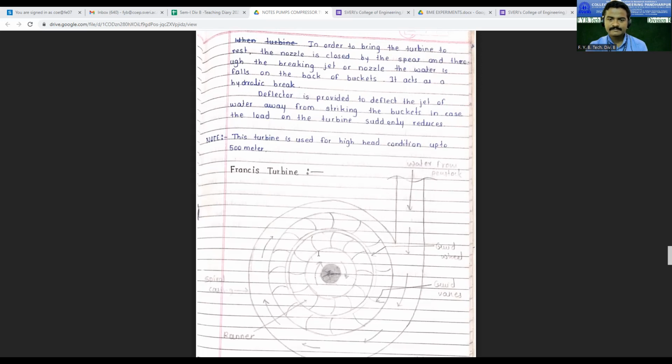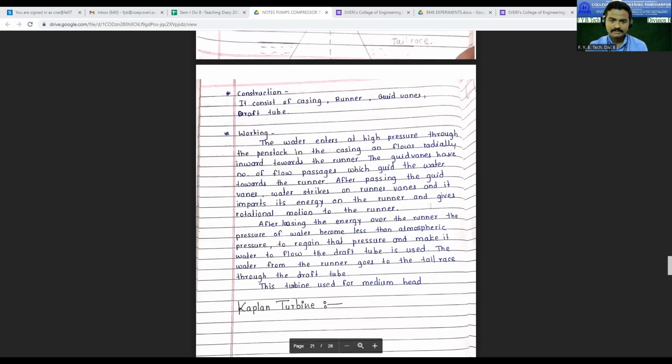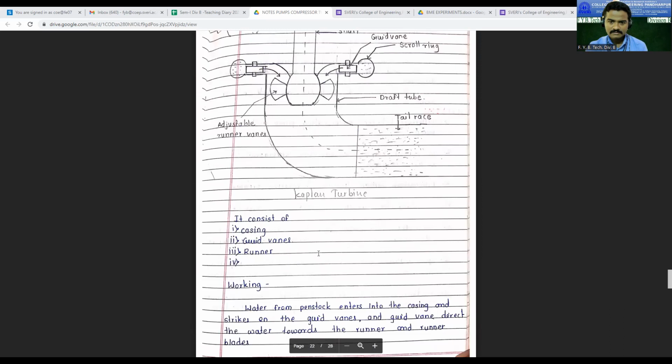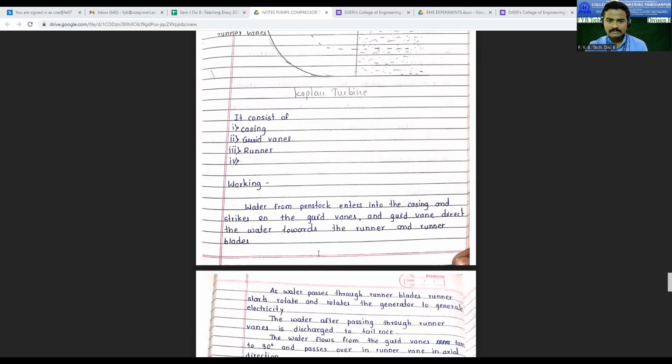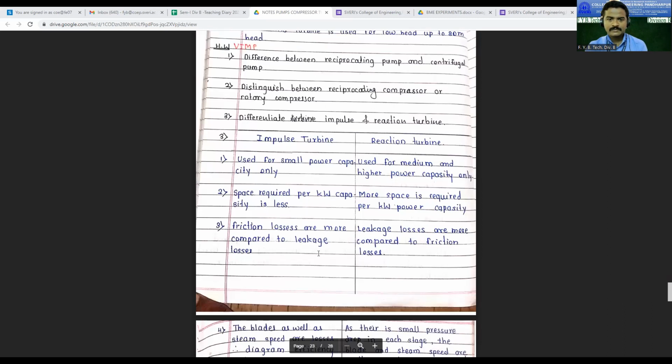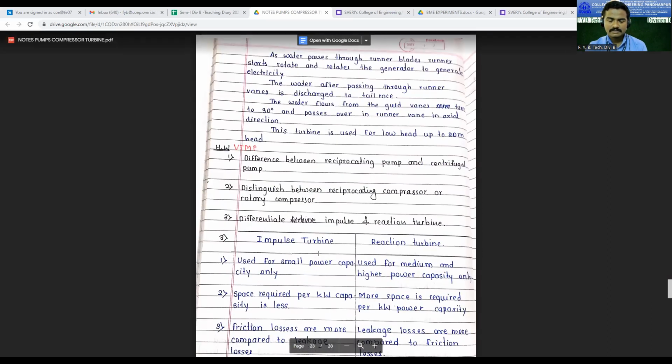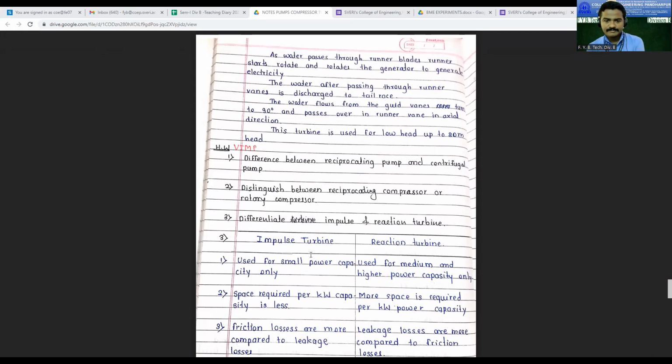How many questions are covered? 4 questions. Then question number 5. Give the difference between reciprocating pump and centrifugal pump.